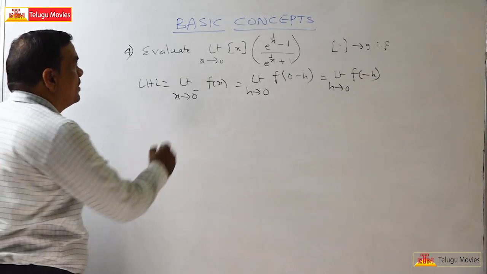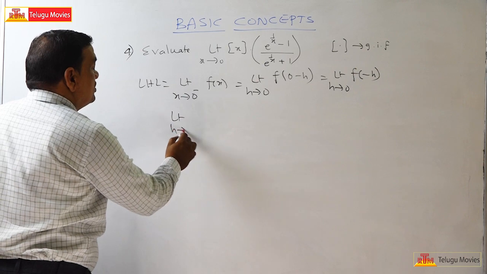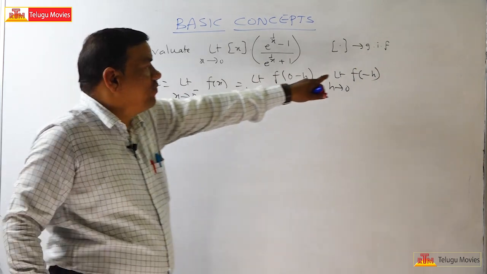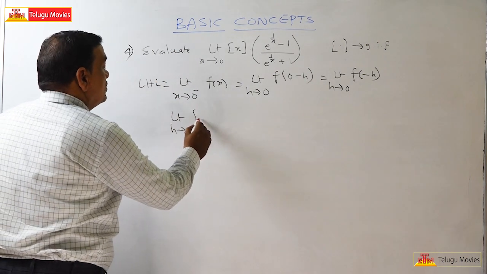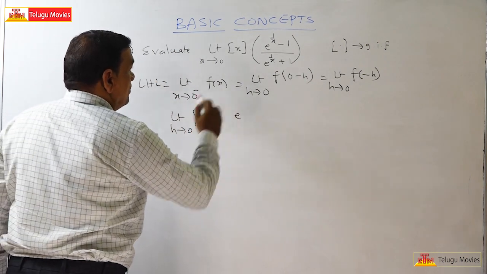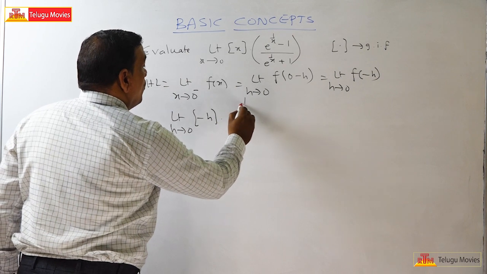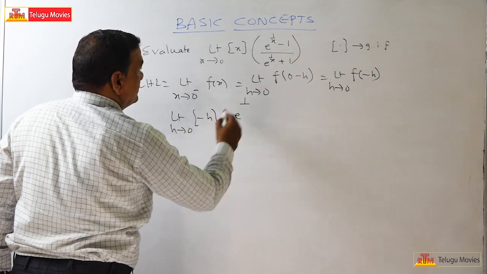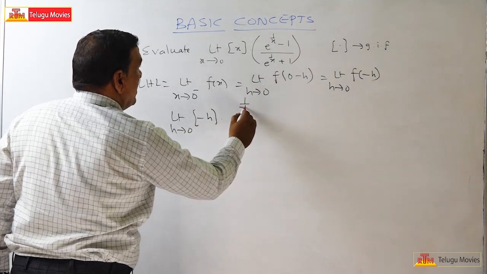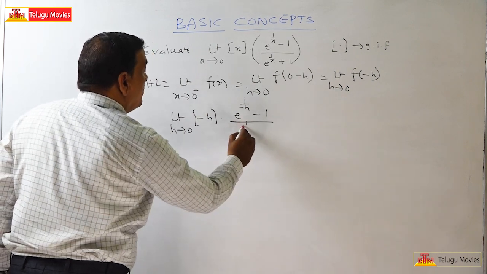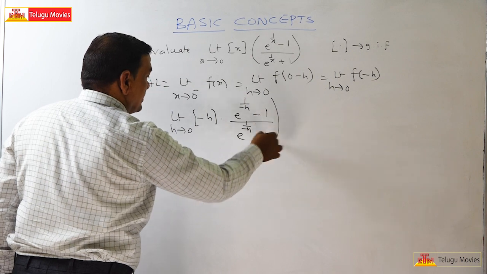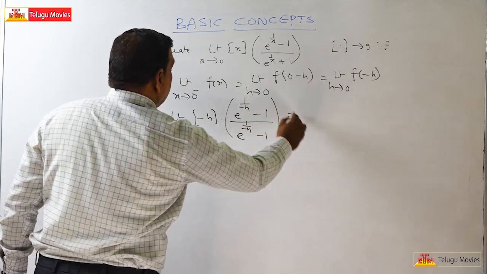Now substitute here. Limit h tends to 0, f of minus h means what? Wherever x is there, substitute minus h. So this is equal to step of minus h into e to the power of 1 by minus h minus 1 by e to the power of 1 by minus h plus 1. So let us see the problem here.